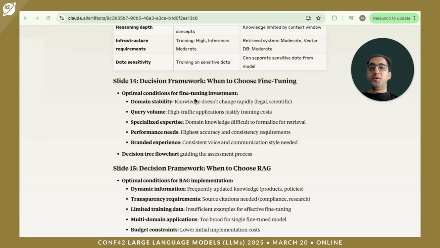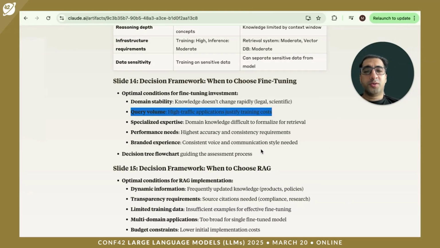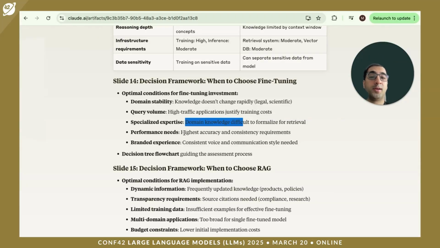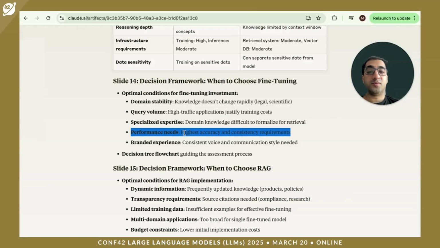So in summary, you will choose fine tuning when the knowledge is not changing rapidly. You have a really high volume of queries, right? Then it makes sense to fine tune versus using RAG, because otherwise you have a really high cost. You will also use fine tuning when you have a really large amount of domain knowledge that is required by the LLM to answer a question. And in the end, if you need really fast results or really high accuracy results, that's where you will surely go for fine tuning as well.